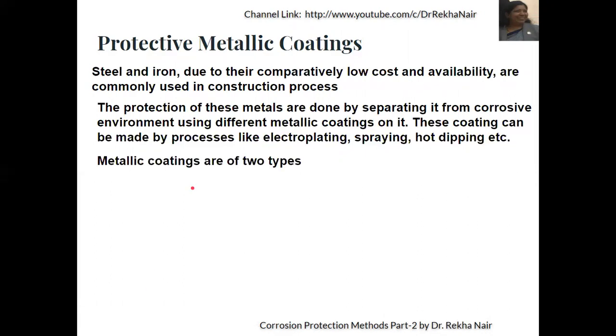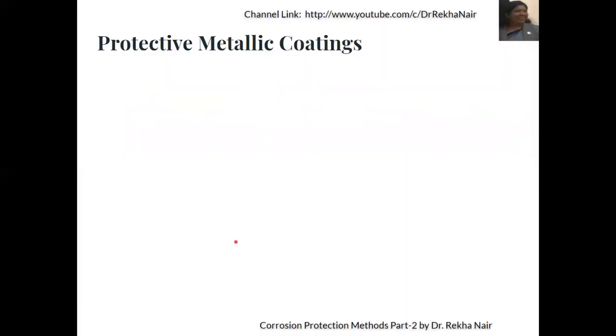There can be two types of coatings, anodic metallic coatings and cathodic metallic coatings. Anodic metallic coating means the coatings are anodic to the metal. Cathodic metallic coatings means the coatings are cathodic to the metal that is being protected. Now let us discuss in detail the anodic metallic coatings.